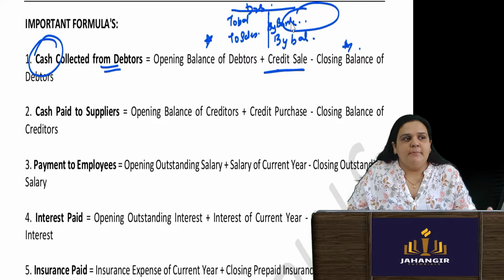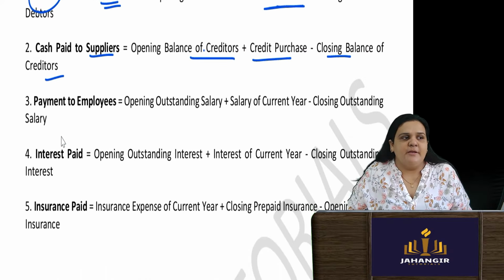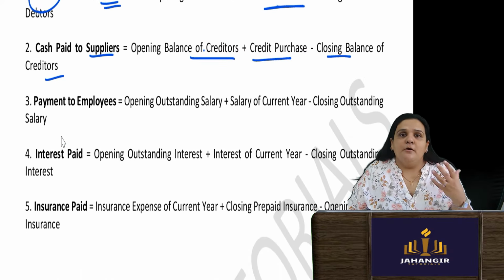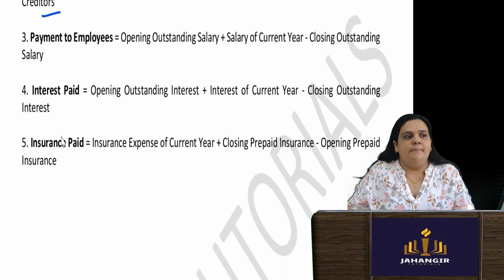Right, so this will be the money coming inside. Same thing for suppliers: opening balance of creditors plus whatever credit purchases you have made minus your closing creditors will get you cash paid to suppliers. Payment to employees: opening outstanding salary plus your current year's salary minus closing. And then interest paid out: opening outstanding interest plus interest for the current year minus closing.